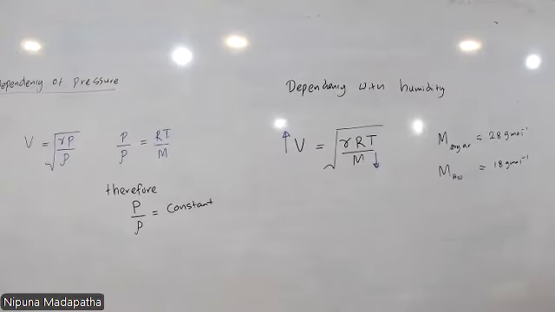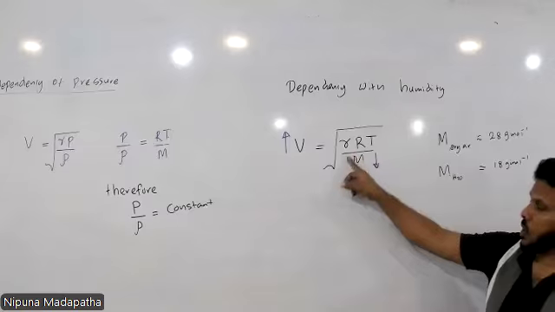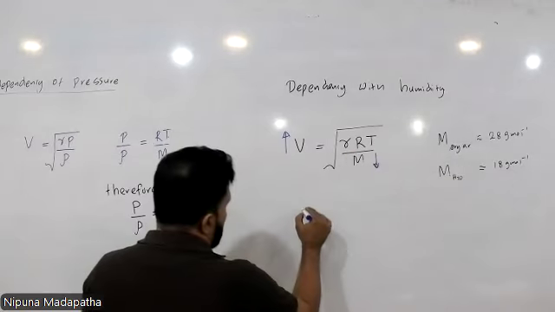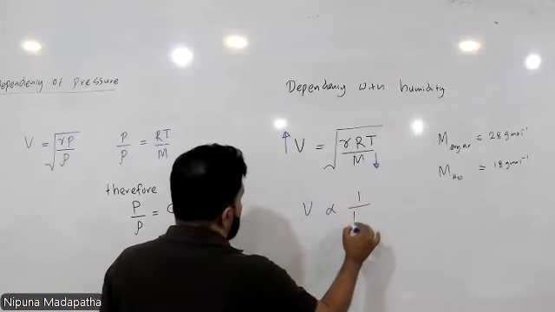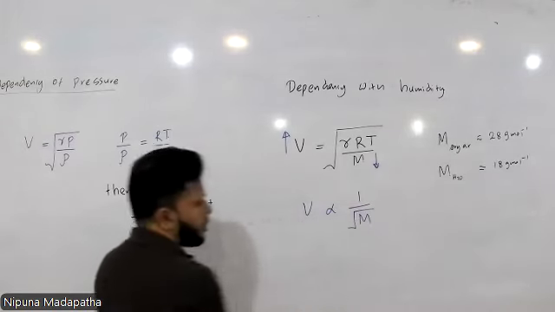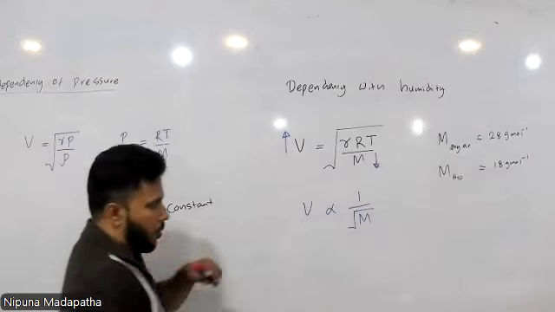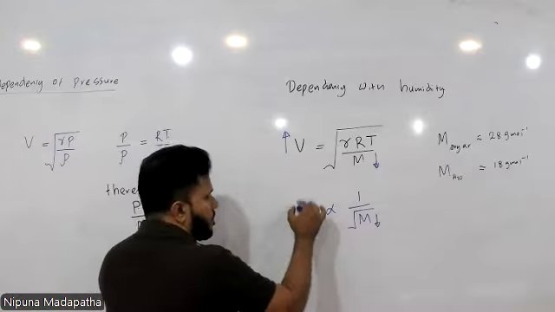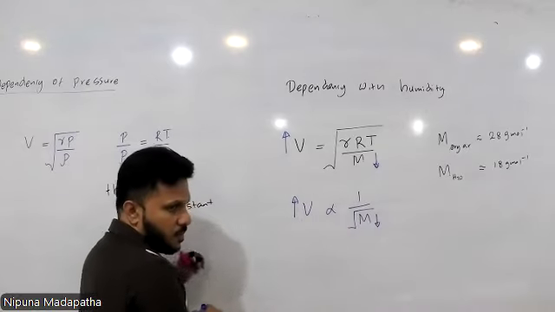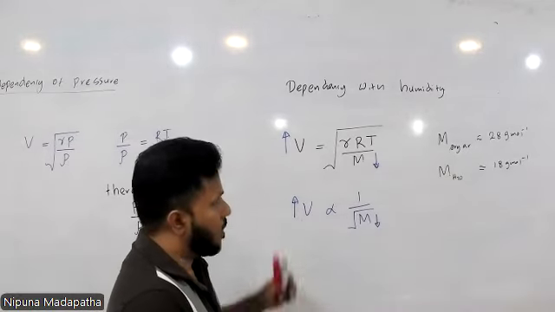The speed of sound is inversely proportional to the square root of the molar mass. When the mean molar mass decreases, speed of sound in air increases.